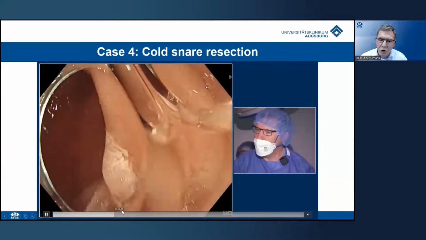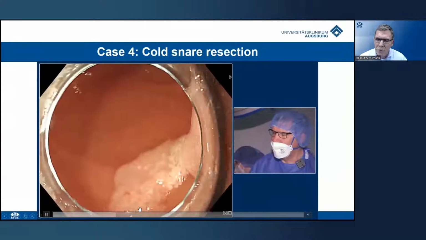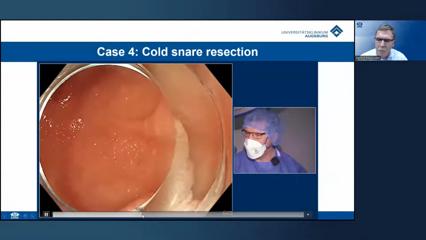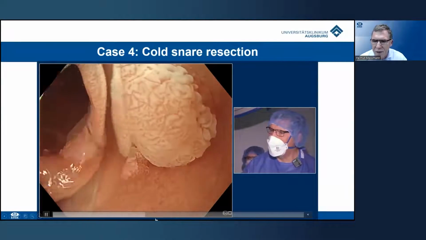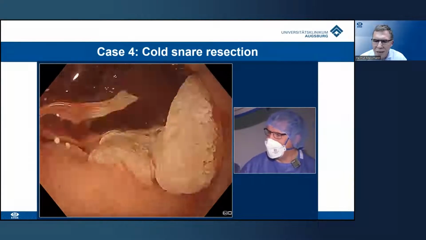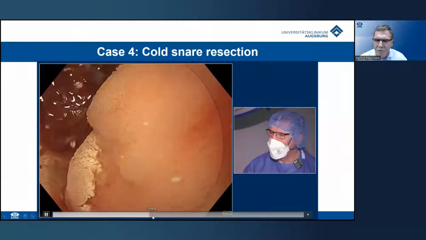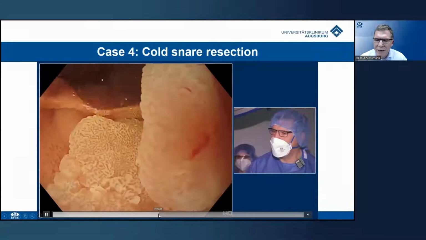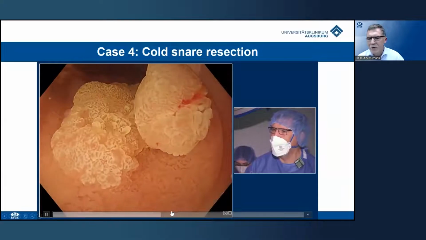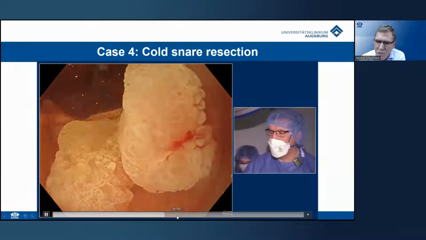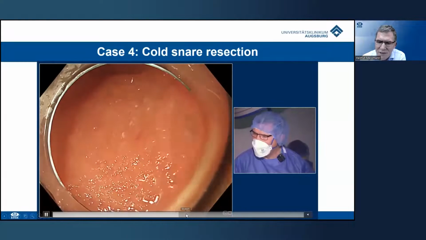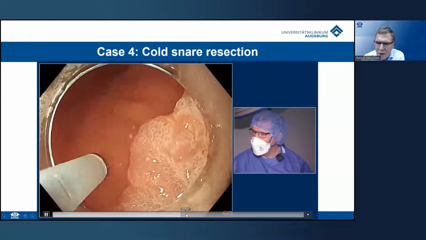For sure, you should make a precise diagnosis. You can always use underwater inspection using different modes like NBI or BLI. And if no risk for malignancy, I think cold snare is also in the duodenum a very nice option. And the only question we can ask is, is injection necessary? I did it in this case.